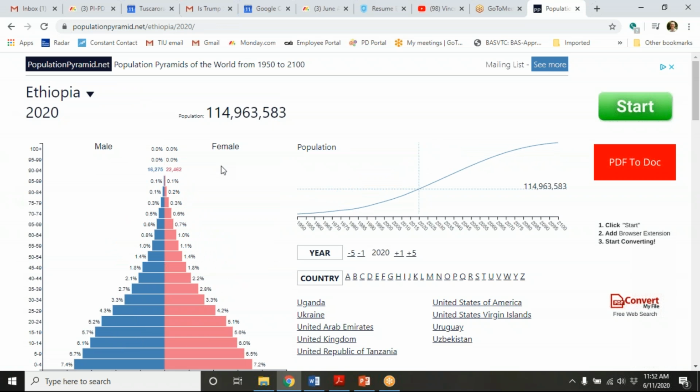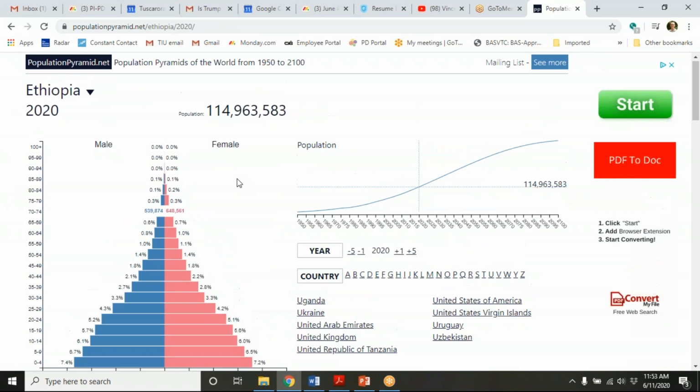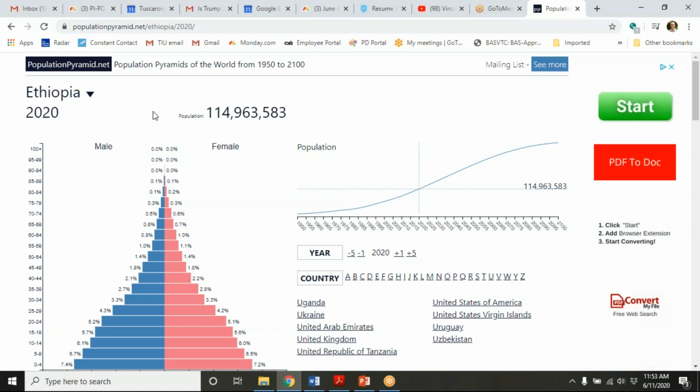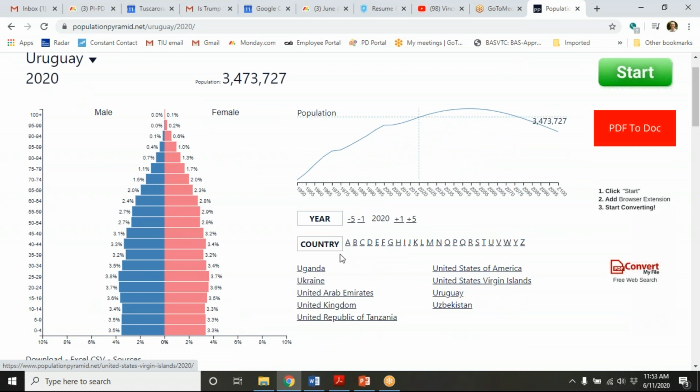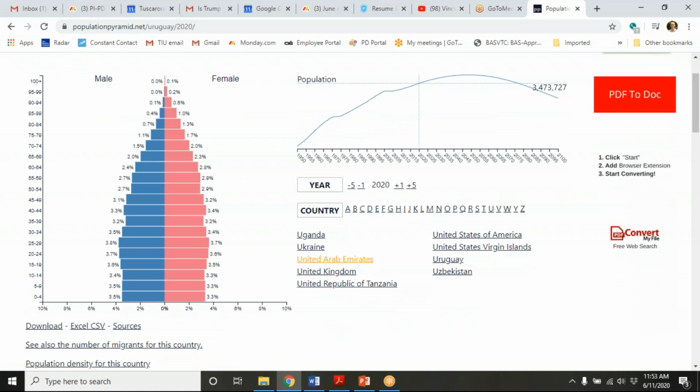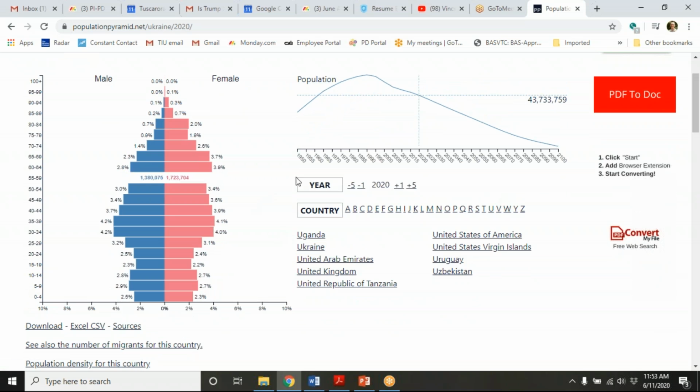Ethiopia and Kenya, okay, that's next door to Kenya, looks very similar to Kenya. So there's all kinds of options on populationpyramid.net. I think it's pretty neat. Uruguay, South America, okay, Ukraine. There's Ukraine, okay. So here's Ukraine.